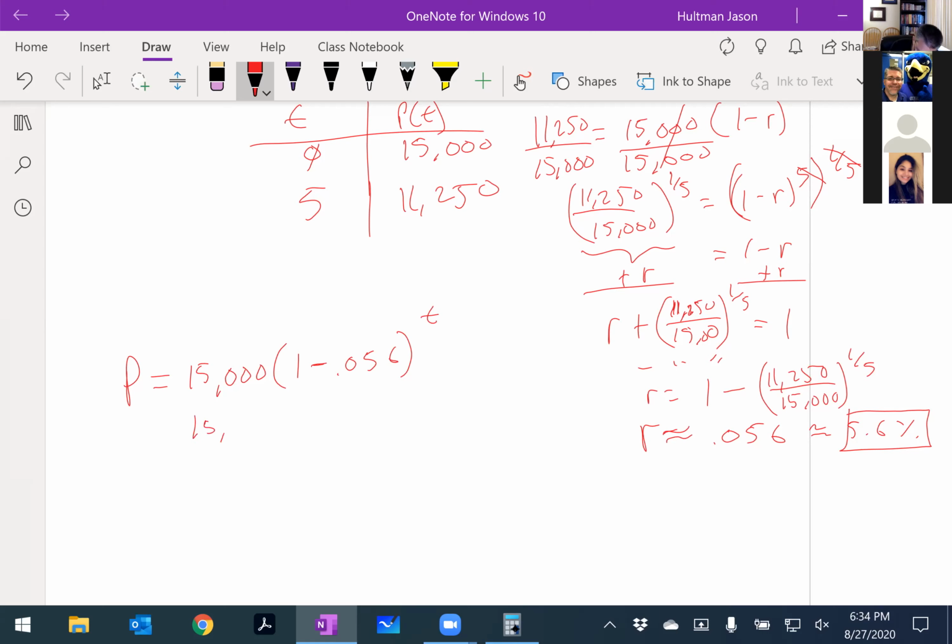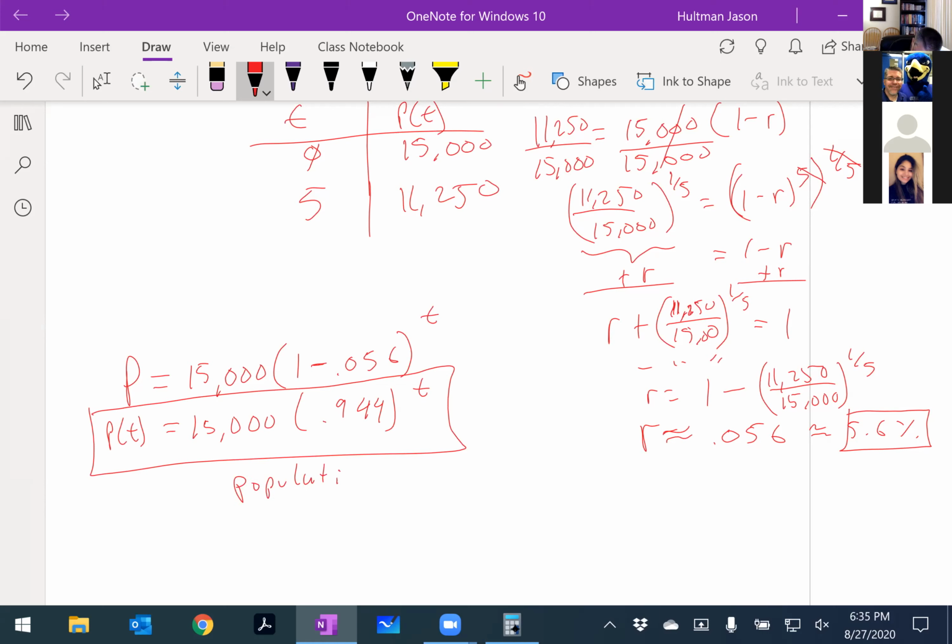So this is 15,000 times 0.944 raised to the t power, and we can make this just P of t because the only variable here is t. This is how I find the population of the city after t years.